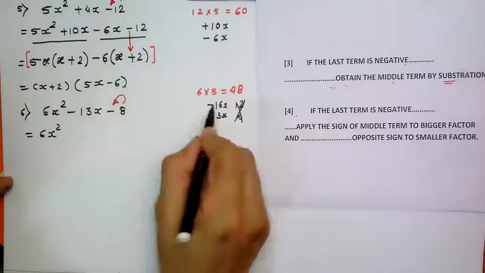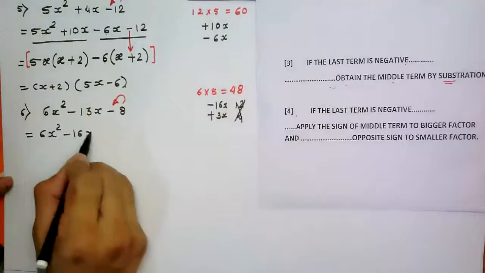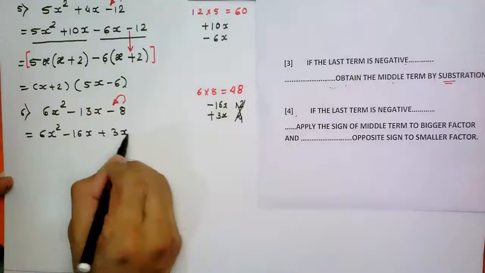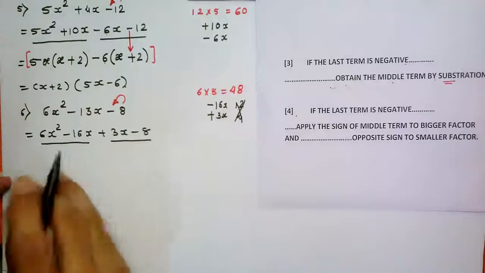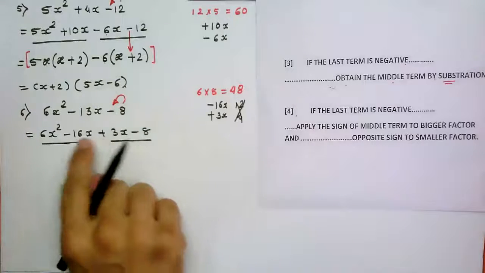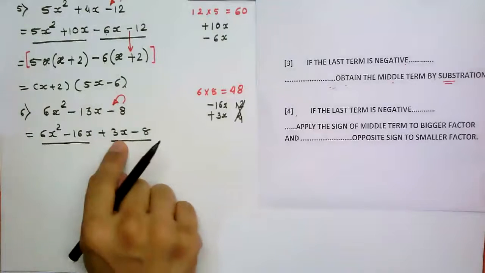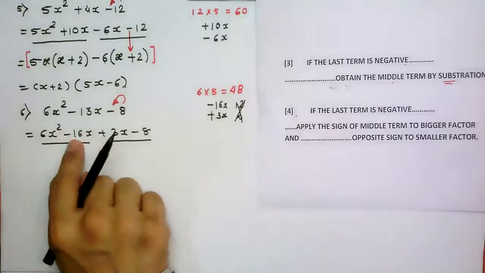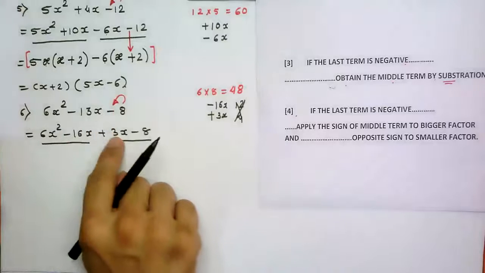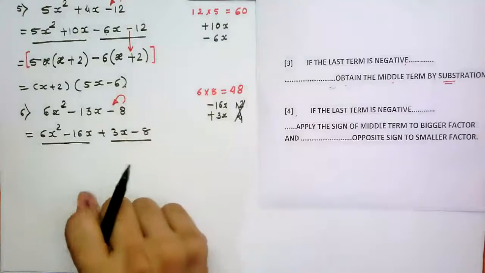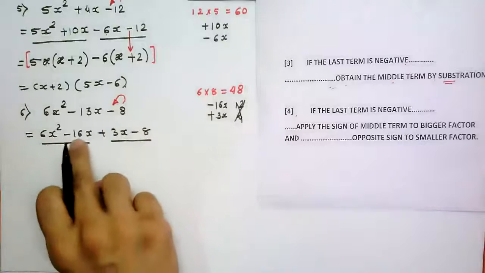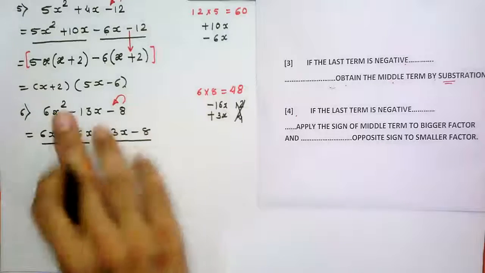6x squared minus 16x plus 3x minus 8. Create two pairs. And one thing very important, you can change the order of these three. You can write plus 3x over here and minus 16x over here. Even though you will get the same answer, it's not necessary that you have to write the bigger in front and the smaller behind it. No need at all.